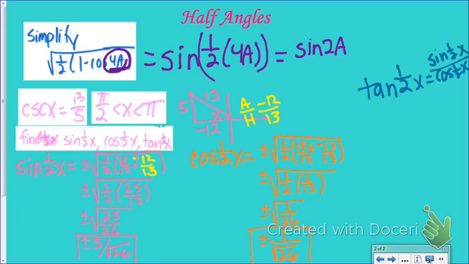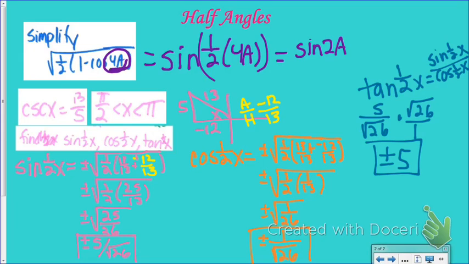So that means my tangent is going to be 5 over the square root of 26 divided by 1 over the square root of 26, or multiplied by the reciprocal. And that whole thing is going to simplify to just plus or minus 5. And that's all we have for half angles.